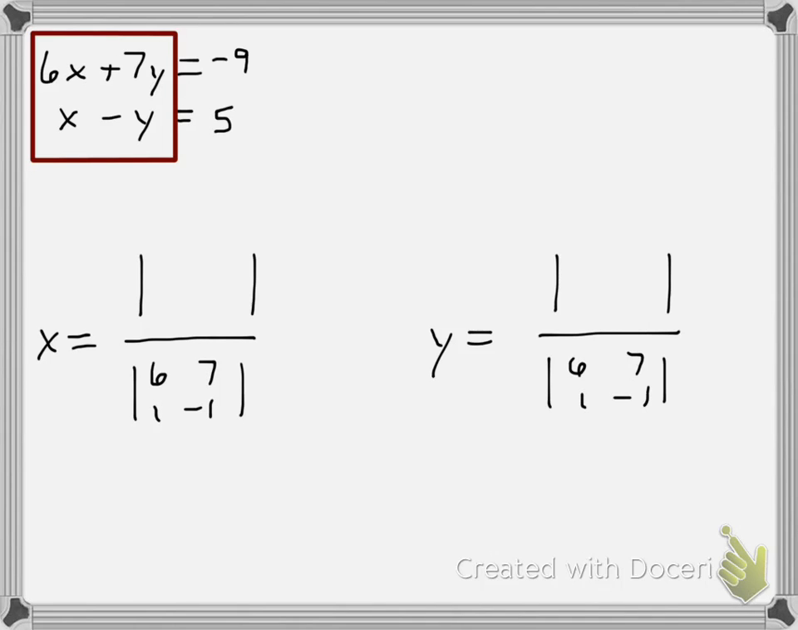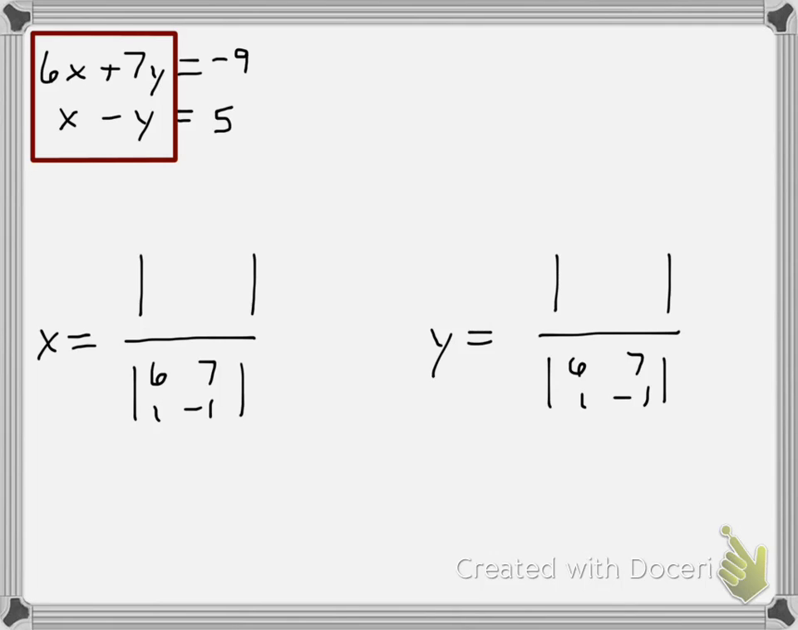Okay, do you see that? Is that pretty simple? You just look at it. That doesn't take any math ability whatsoever. 6, 7, 1, -1. You have to know that if there's no coefficient, the coefficient is 1. 6, 7, 1, negative 1.